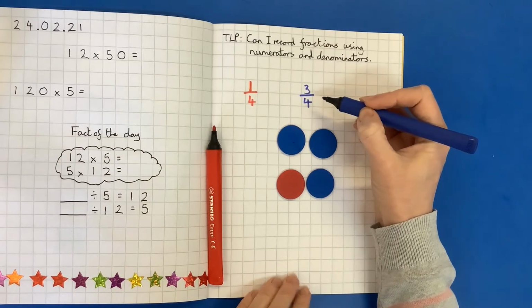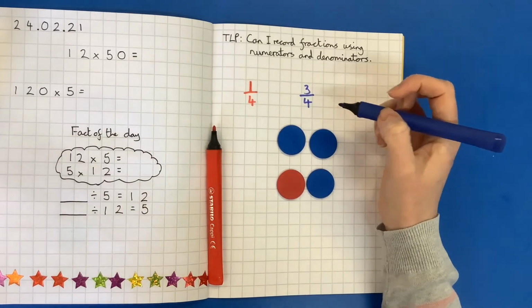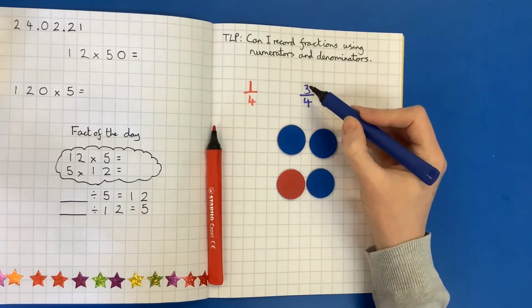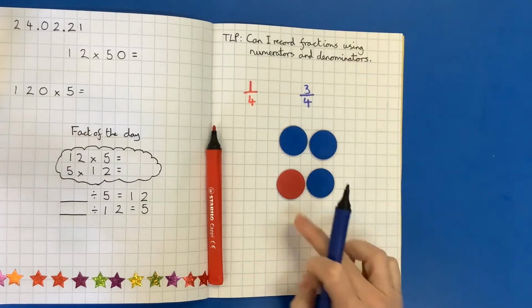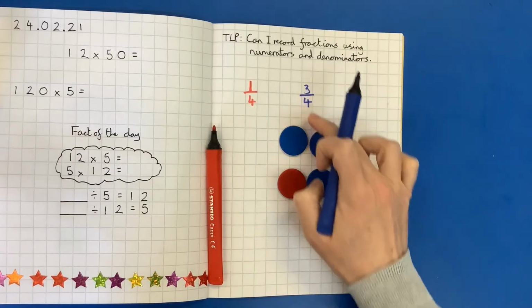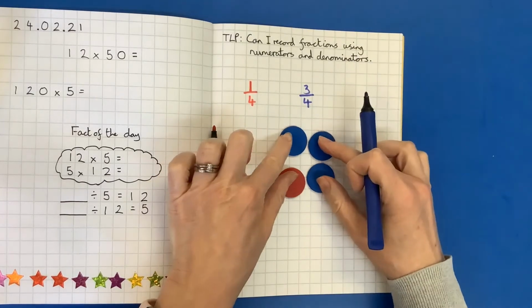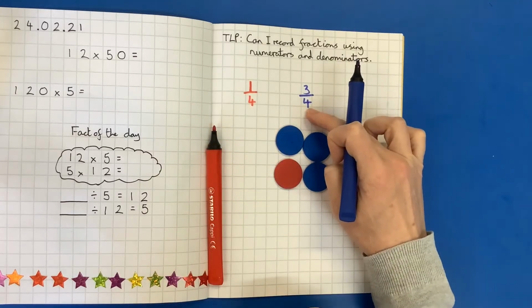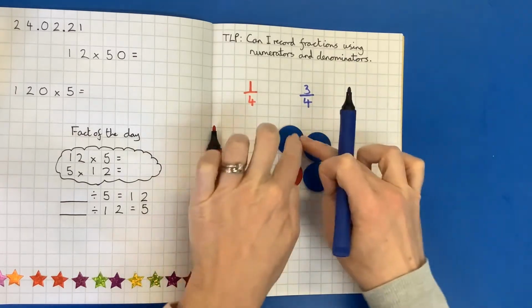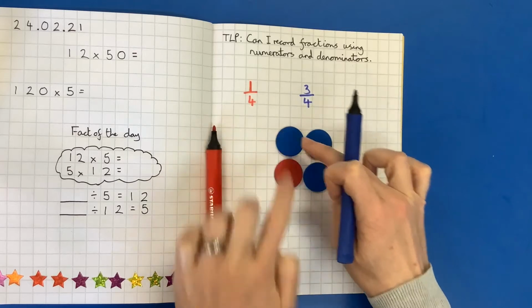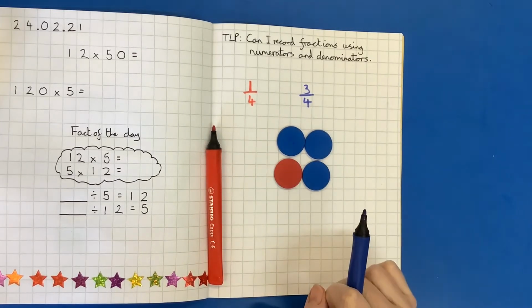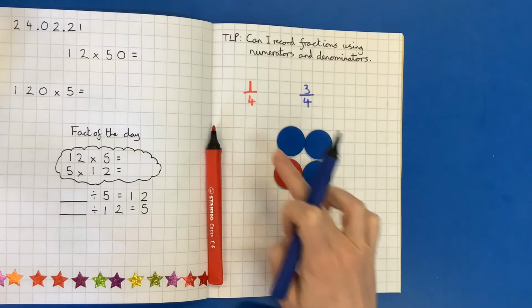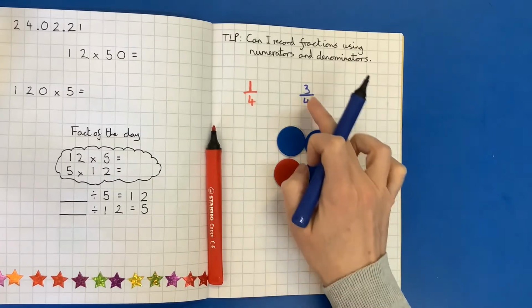Now, what people always do when they're starting out with this is they put 3 over 1, because they say, right, 3 are blue and there's 1 more, 1 is red, so I'm going to put 1 at the bottom. But as we know, the denominator means how many parts are there altogether. So you have to include the ones you've already counted and add on any others that you haven't counted. So we've got 1/4 and we've got 3/4.